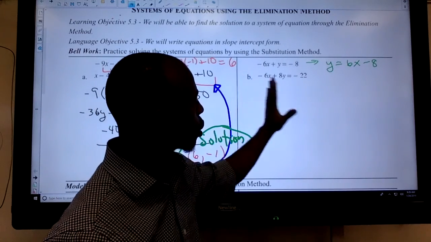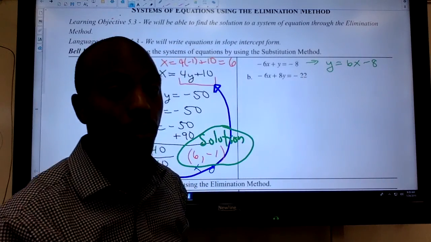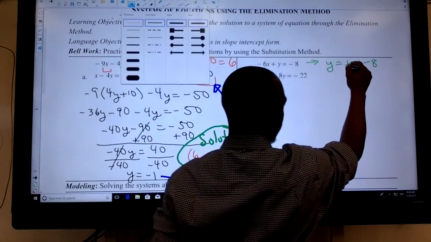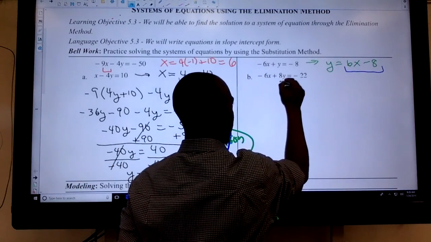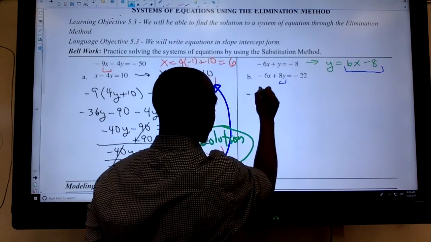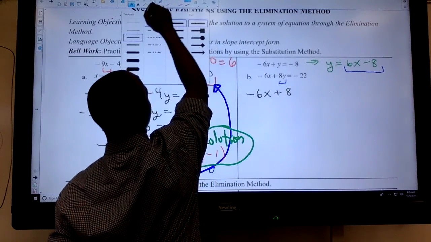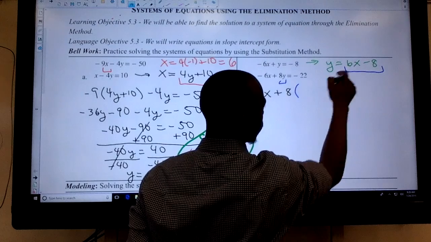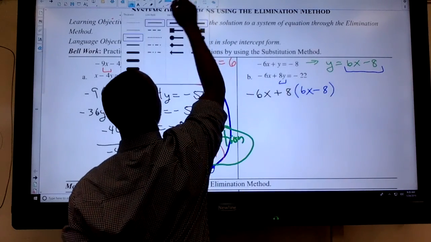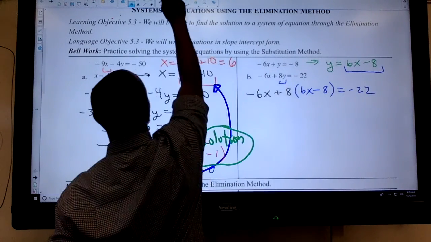I moved the negative 6x over by adding 6x to both sides. It canceled over here, but it became a positive 6x over there. So now that I have what y is, once again, I'm going to say wonderful. Now I'm going to substitute this in here every time I see a y. So I'm going to write the bottom, negative 6x plus 8. Now it says 8y, so instead of writing y there, I'm going to write 6x minus 8, is equal to negative 22. Right? I should have changed colors.